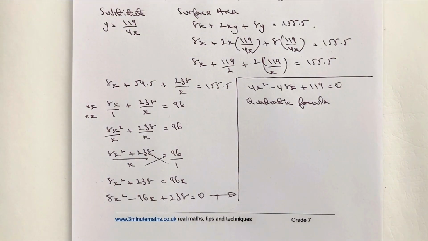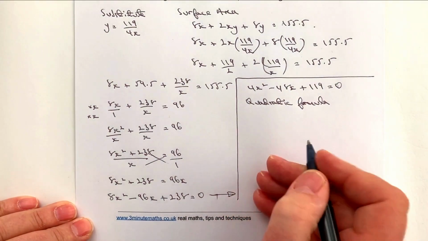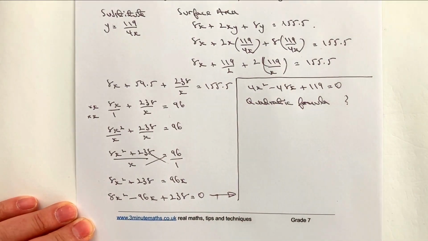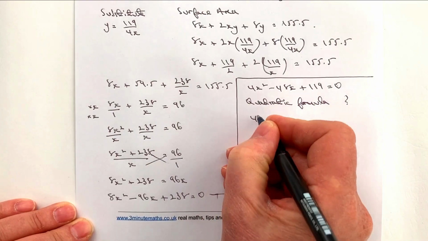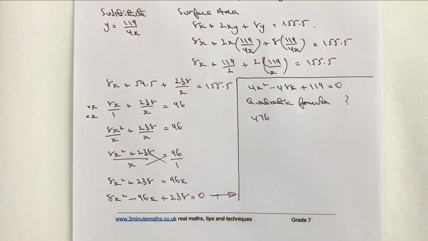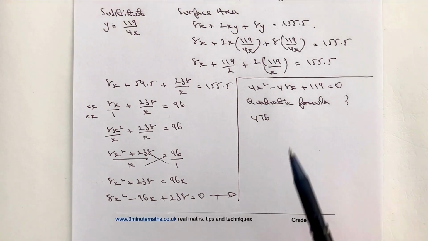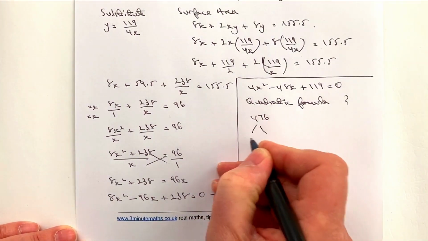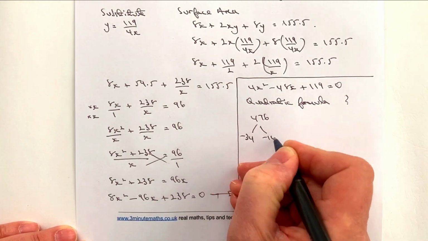Now, there are a couple of videos on the channel about this, but basically, this is the quadratic formula. The other way is to say, well, 4 times 119 is 476. And what I'm looking for is two numbers that when I multiply them together make positive 476, and when I add them together make negative 48. Well, those two numbers are actually going to be minus 34 and minus 14.